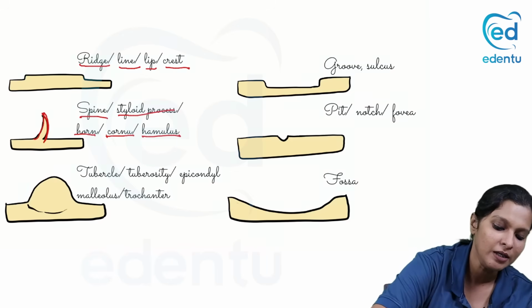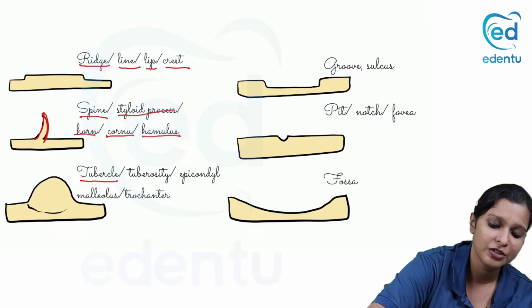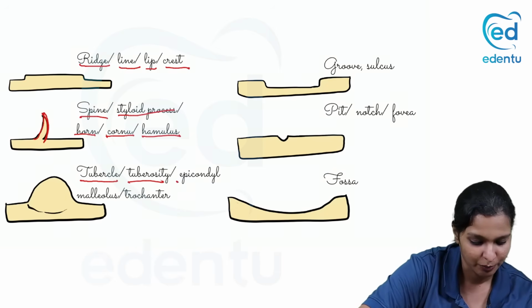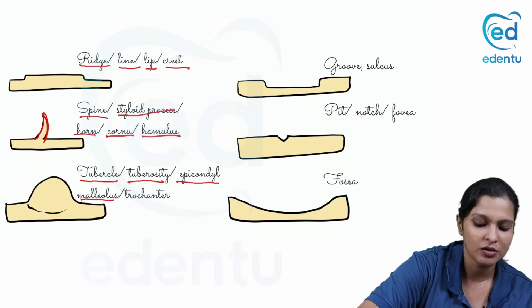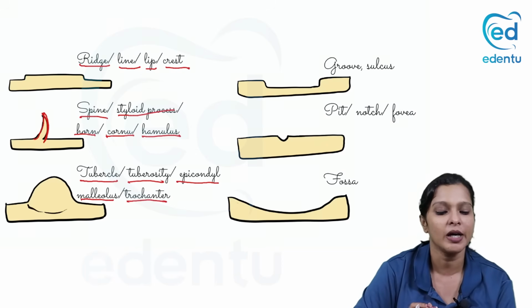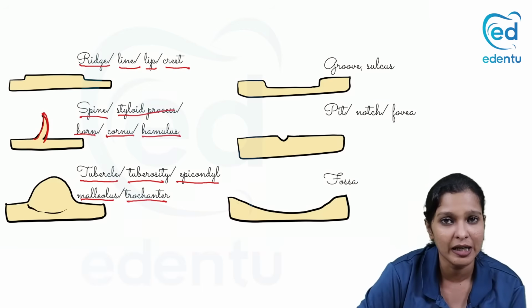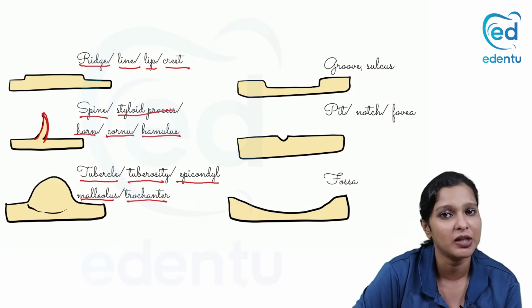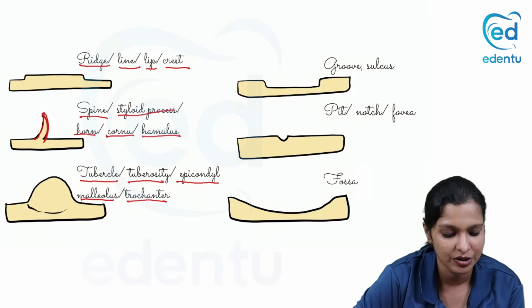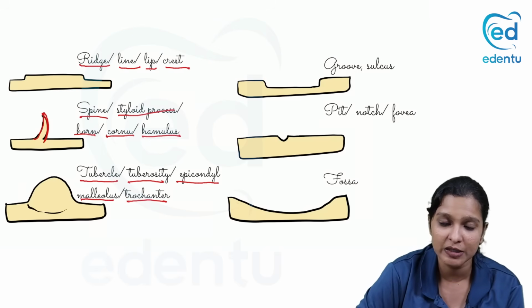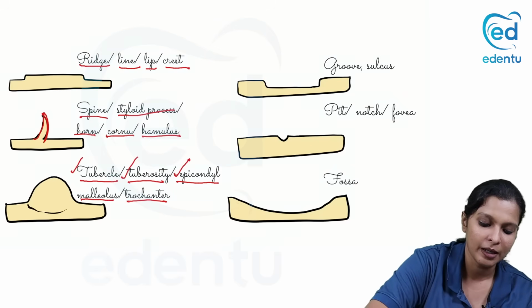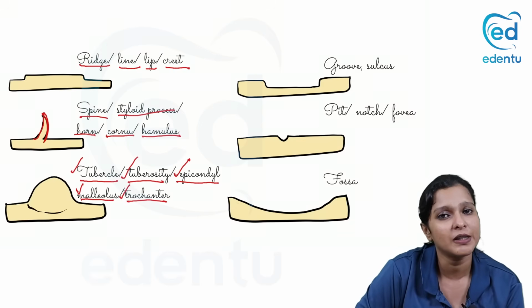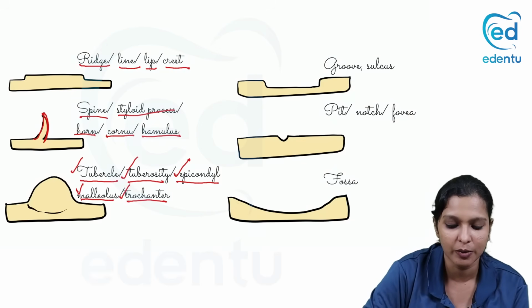The next one, a rounded bulged elevation, is called a tubercle or tuberosity or epicondyle or malleolus or trochanter. All of these are synonymous. It all means that there is a bulged or larger rounded elevation. So the various terminologies are tubercle, tuberosity, epicondyle, malleolus and trochanter. So this is the first set of terminologies related to the bone.